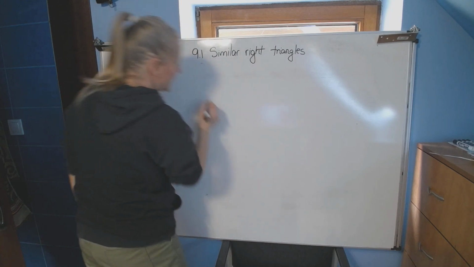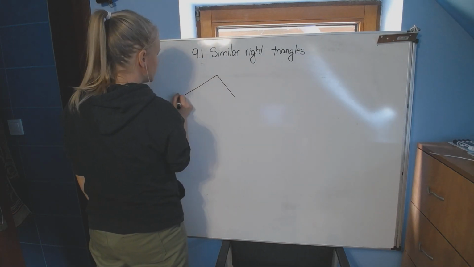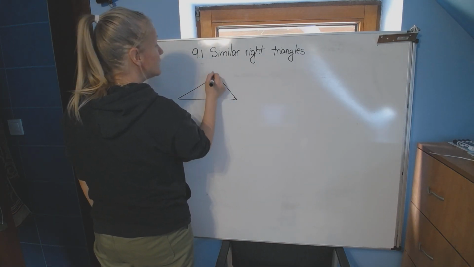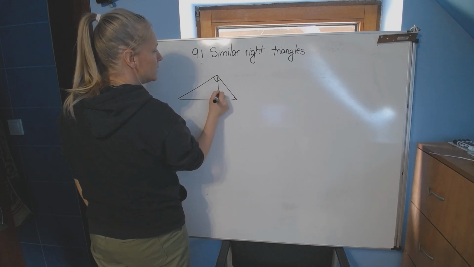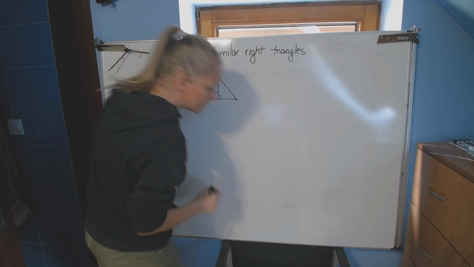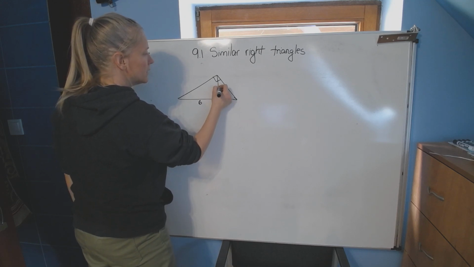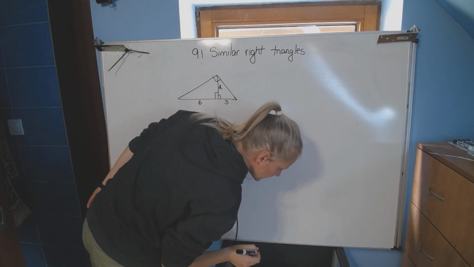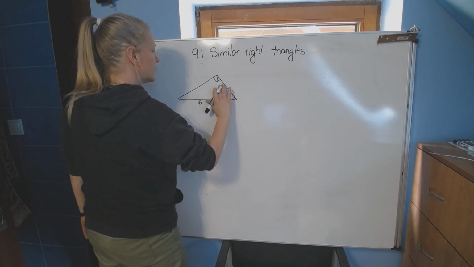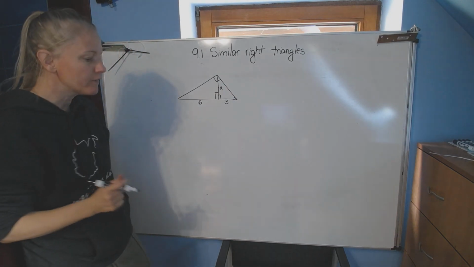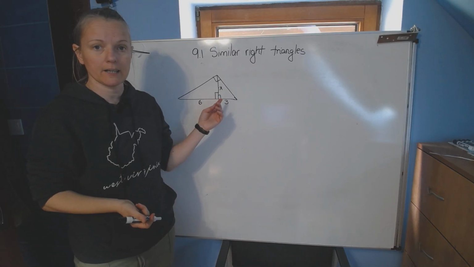Example 2, part A, gives you the same situation. They don't even define them anymore. You have a right angle. It comes down with an altitude. And here's what you know. You have a 6, you have a 3, and you have, is it an H or an X? It's an X, sorry. And all they're asking of you is to find the missing variable. In this case, it's X, right?